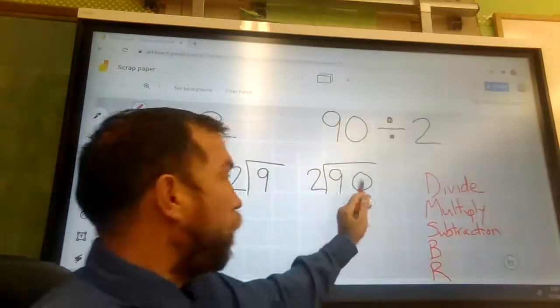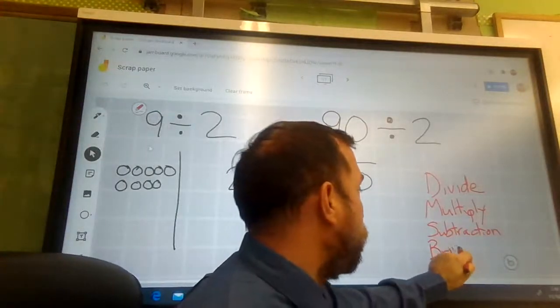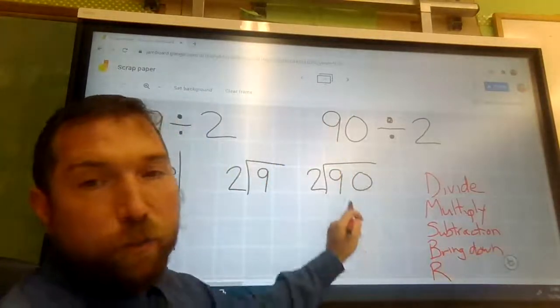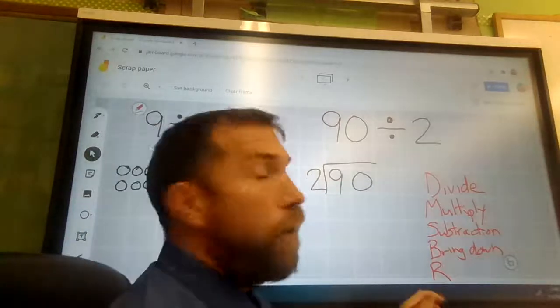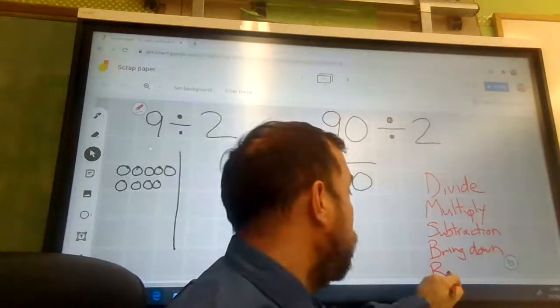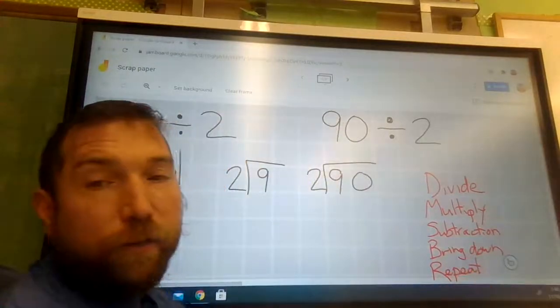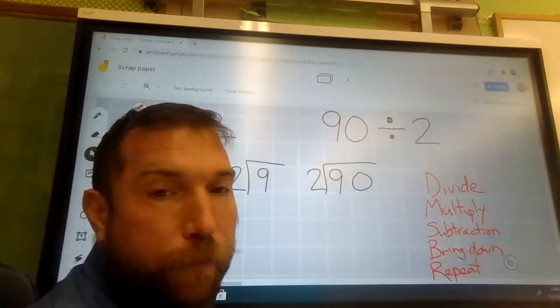If there's more, like when we get over here with the 90, there's going to be an additional step called bring down, which is when the 0 will come down and join up with whatever is left. And then R can mean 2 things. Typically, it's repeat. And if there's nothing to bring down, then R becomes the remainder.